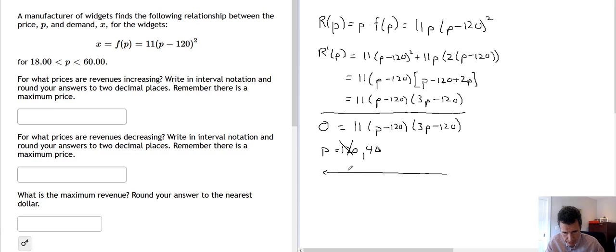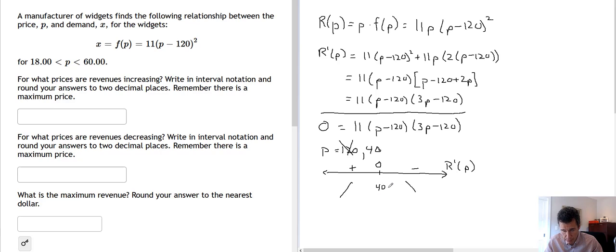I like to draw my number line for the derivative. We know there's a 40 here. Let's choose a small number. Again, we're looking here at our derivative. We want to find out whether it's positive or negative. We know it's 0 right here. So we choose a small number like 20. We've got 11 times a negative number times another negative number. So negative times negative is positive. So we get a positive derivative here. And then if we choose a larger number like 50, this first term is negative, the second term is positive, and so we end up with negative. So here revenue is increasing, here revenue is decreasing.